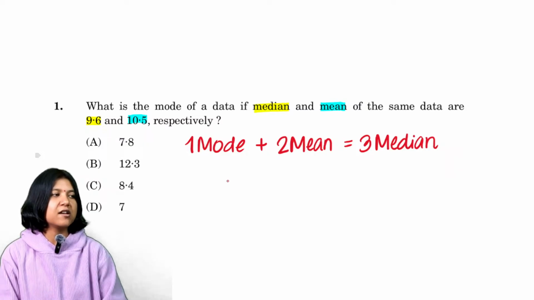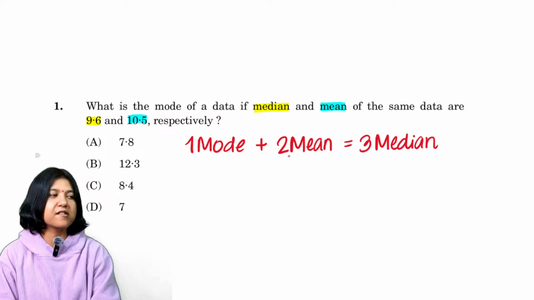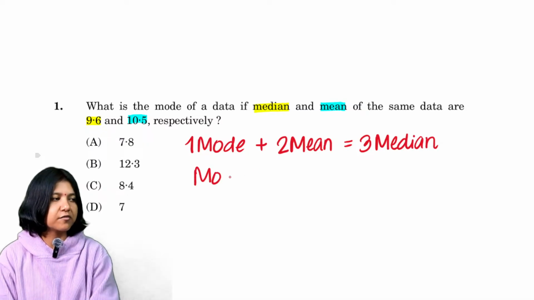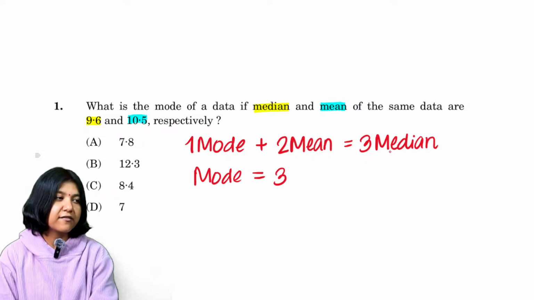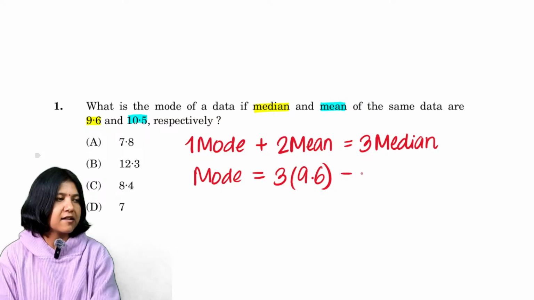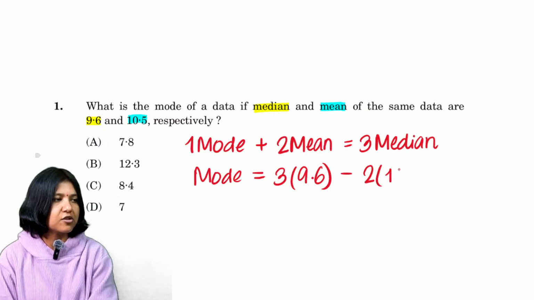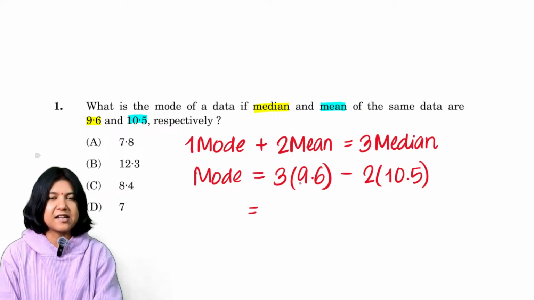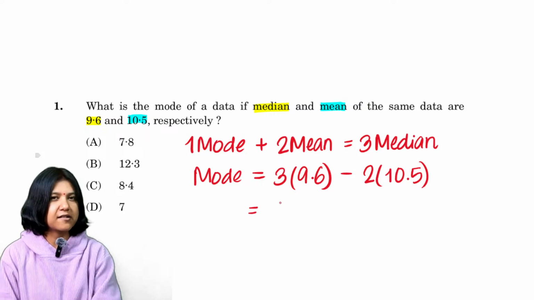Question has told me to find mode, so what's missing? Mode is missing, so I can take this to the other side. Yeah, and mode does not have a coefficient at the front, so it's just mode equals, to find the mode, you can simply do 3 median minus 2 mean. So let me plug in the value of the median. Median is 9.6, so 3 times 9.6 minus 2 times the mean value, which is 10.5. So let's do it. 3 times 9 is 27, and because of this 18, I'll be carrying 1. So 3 times 9, 27 plus 1 is 28.8.